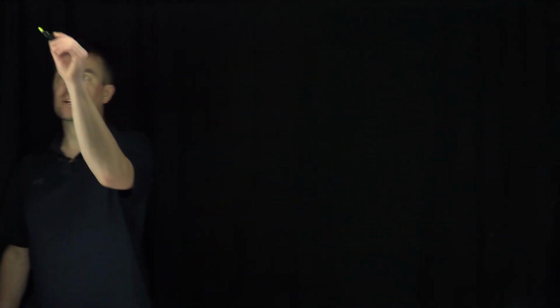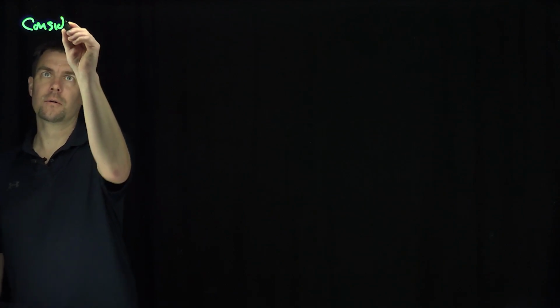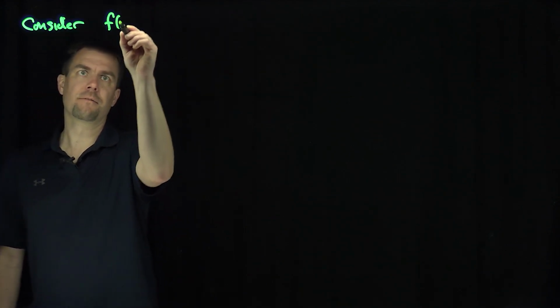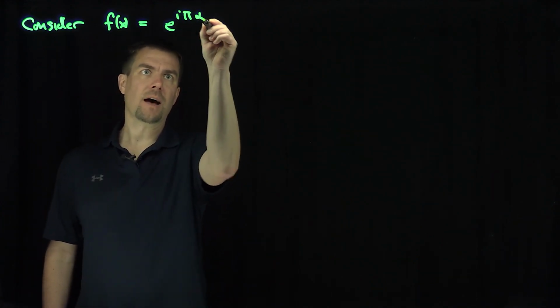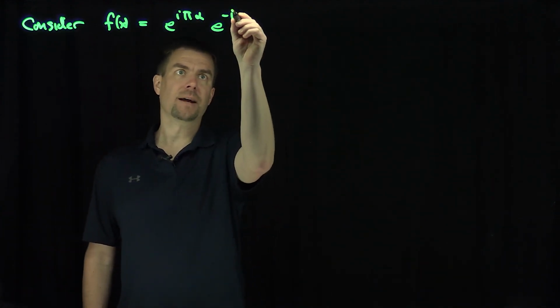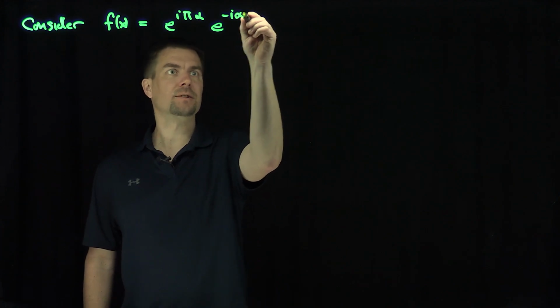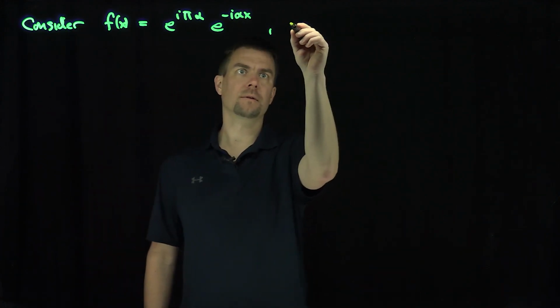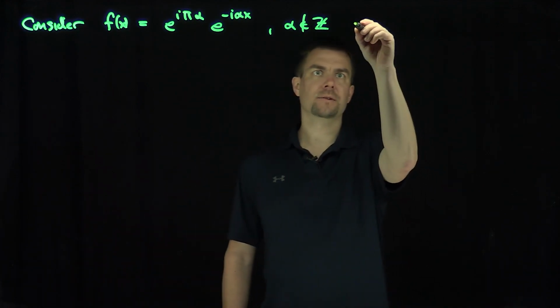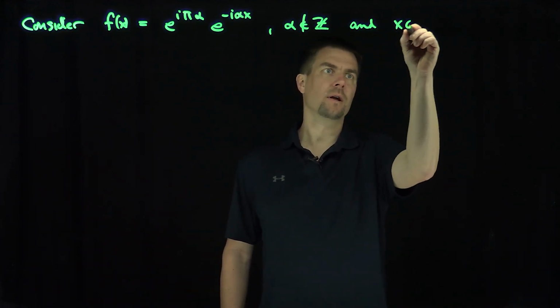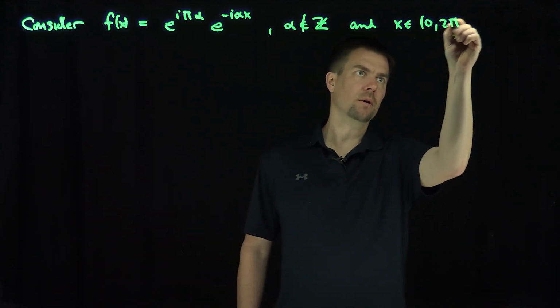Hello students, in this video we'll see an example of how to compute a Fourier series of a complex exponential term. Let's consider the function f of x is e to the i pi alpha and then e to the minus i alpha x, where alpha is not an integer and x is in the interval 0 to 2 pi.